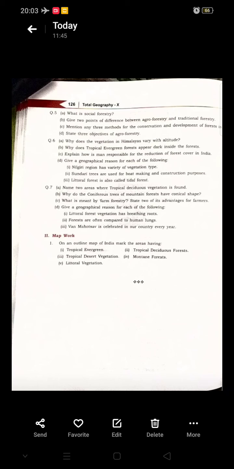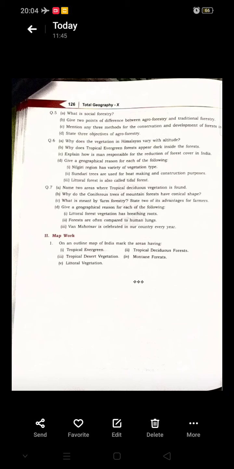Okay, next is Van Mahotsav, second part. Forests are also compared to human lungs because the forests purify the air just like the human lungs. They are purifying the air. Forests take in all impurities, all polluted air, and give out fresh air.